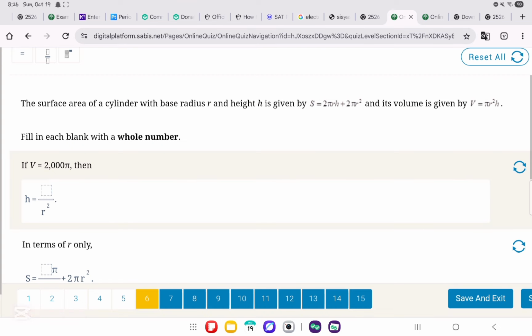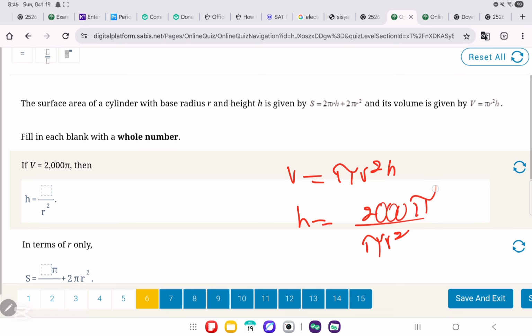The surface area of a cylinder with base radius r and height h is given by this. They told us if the volume is 2000 pi, then they want the value of the height. So volume is pi r squared h, so h is volume over pi r squared. So it's 2000 pi over pi r squared. You remove pi and you remove pi as well. So it's 2000 over r squared. All right, so that's the first part done. We got it to be 2000 over r squared.